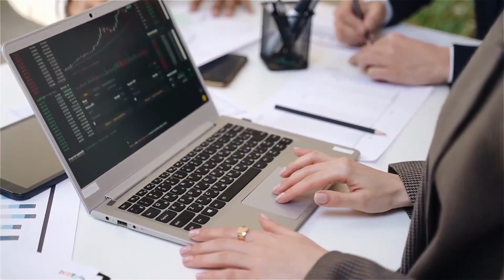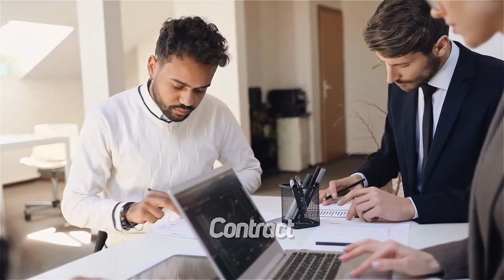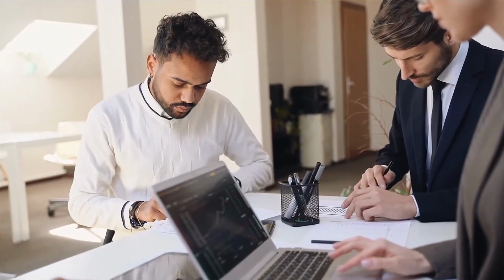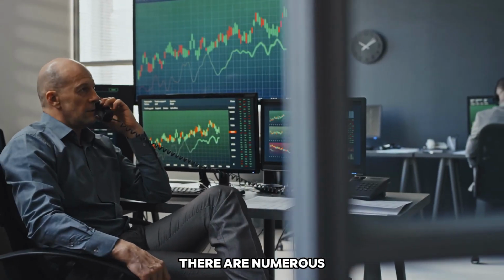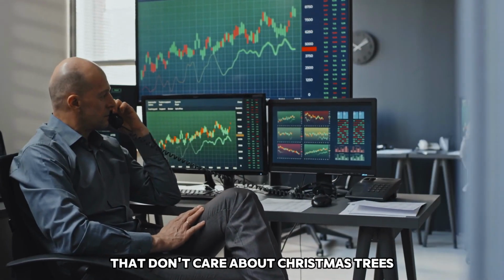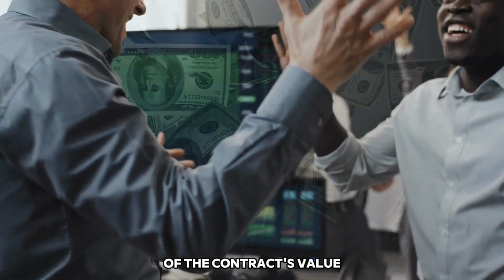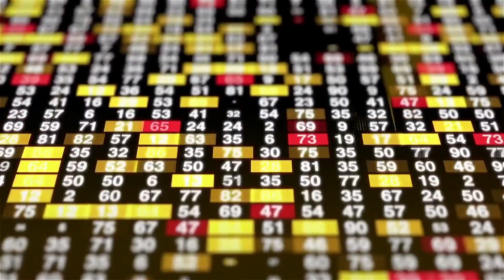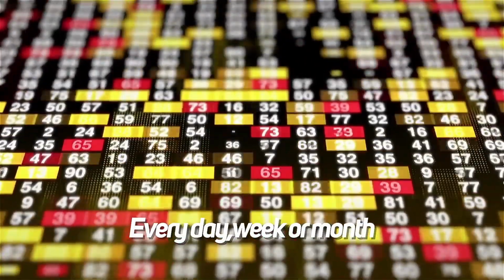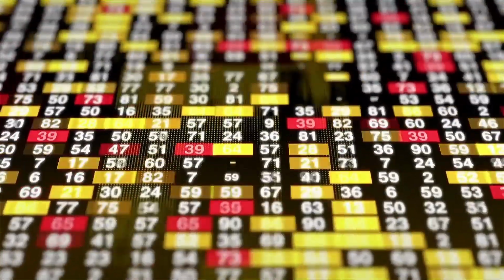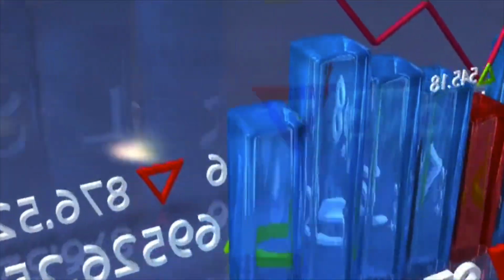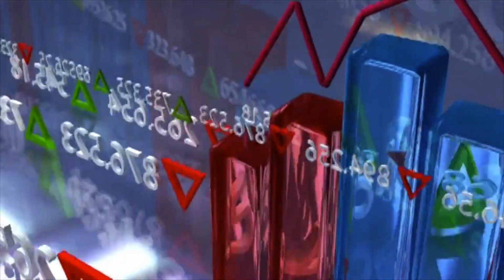And this is exactly what futures trading is like. You're trading a contract. You either believe in its value or you think it's overvalued. But in the world of technical trading, there are numerous day traders or swing traders that don't care about Christmas trees and are simply making money off the speculation of the contract's value. They're buying and selling contracts every day, week, or month before Christmas even occurs. I hope that example made sense. You can buy and sell these futures contracts over exchanges and they'll always be available just based on the liquidity in the markets. But let's move on.